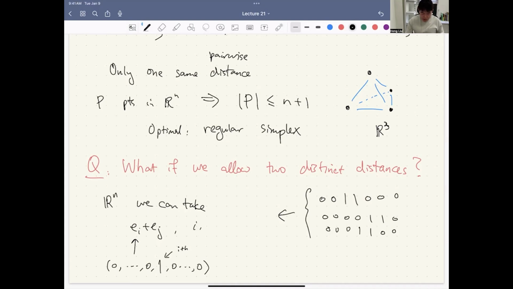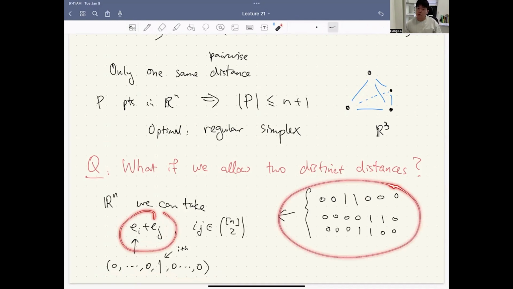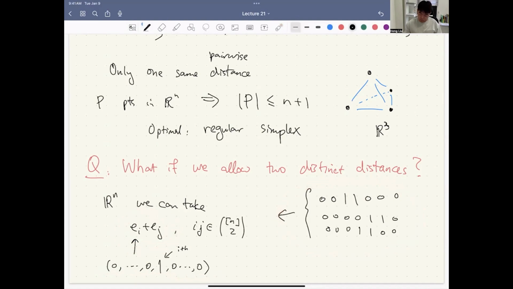For ij in n choose 2, for every pair of coordinates, you can sum up their standard basis vectors in that pair direction. Now, this is your set of vectors, which correspond to this case. Pairwise distances take 2 distinct values. The size of this set is n choose 2.